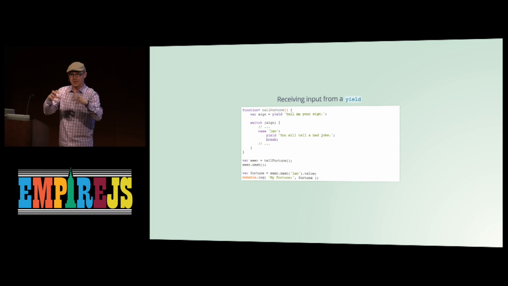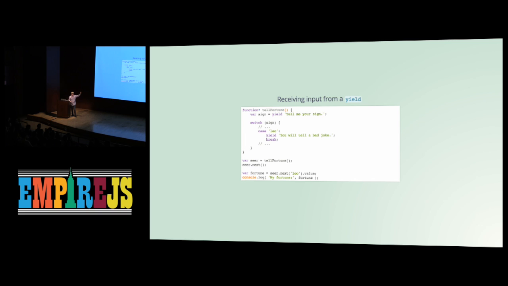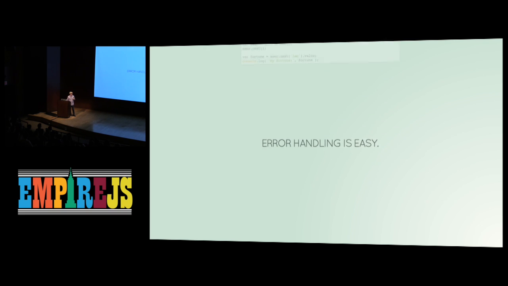and that gets stored in the sign variable. So the yield expression becomes whatever value you pass into next on the second time or third time or whatever time you're on. And now I can evaluate that variable, do whatever I need to, yield again, and get that fortune out. So again, we can pass things into the generator function via the next call and the yield expression.